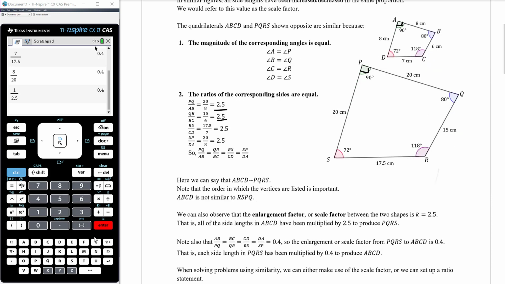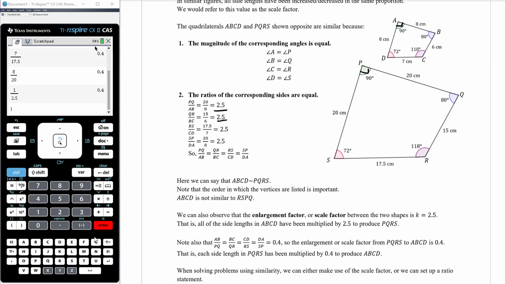Okay, so here we can say, some notation, that ABCD is similar to PQRS. We use this squiggly line symbol, which is called a tilde. Now, when we make that statement that ABCD is similar to PQRS, the order that we list the vertices in is important. So this statement, without seeing any diagrams, tells me that the vertex A corresponds to vertex P.